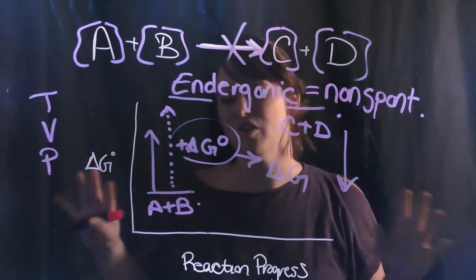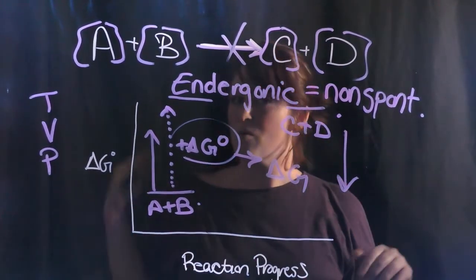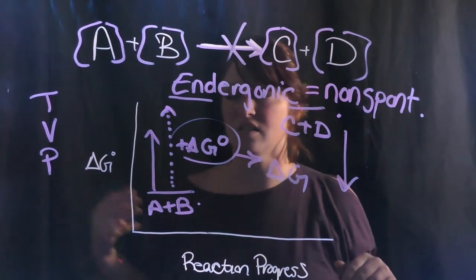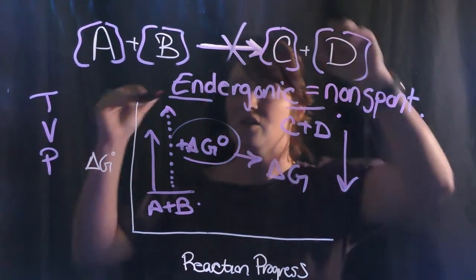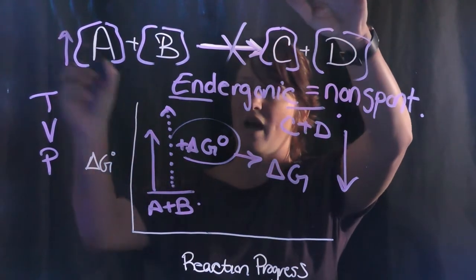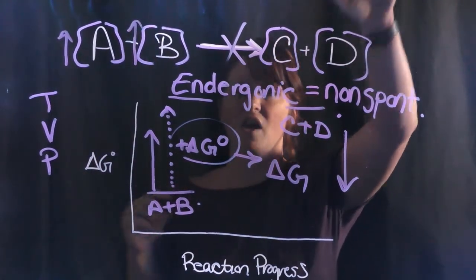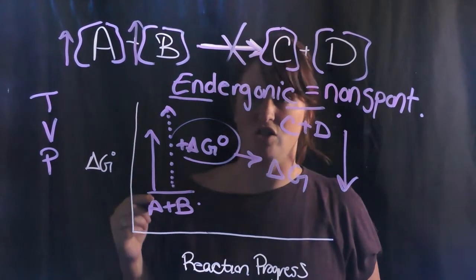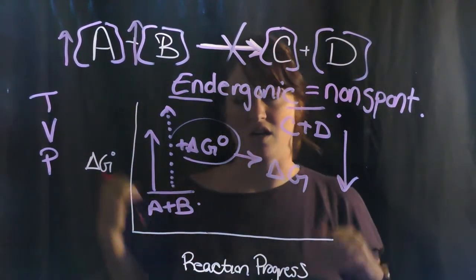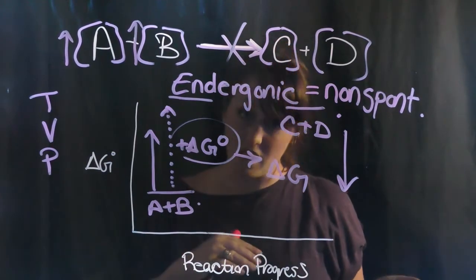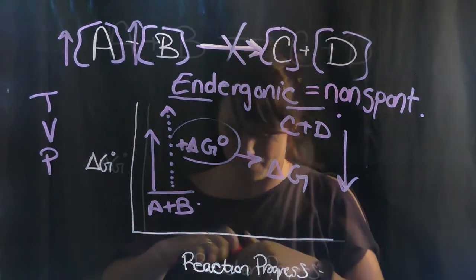This is all due to Le Chatelier's principle. Remember what Le Chatelier's principle said? A system that is in equilibrium will shift in response to a stress. So if we increase our reactant concentrations high enough and keep our product concentrations low, we can force the reaction into the forward direction, making a non-spontaneous reaction spontaneous under those conditions.